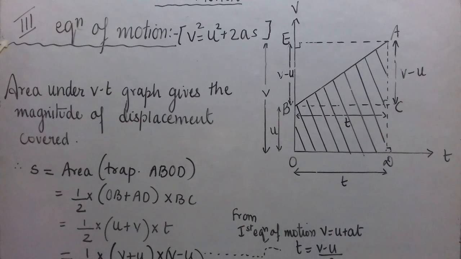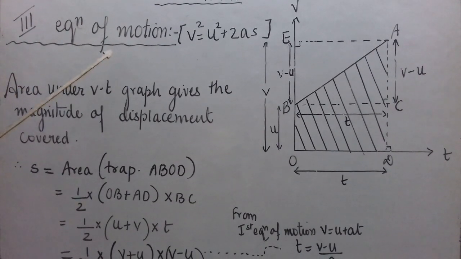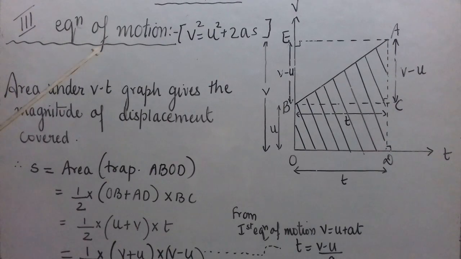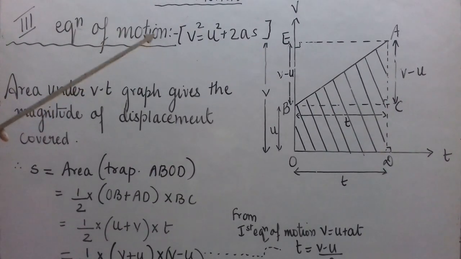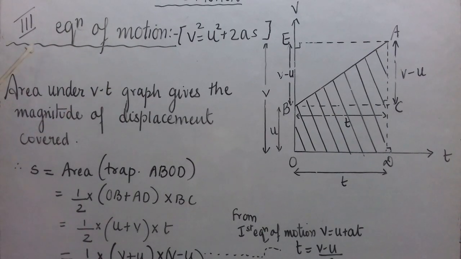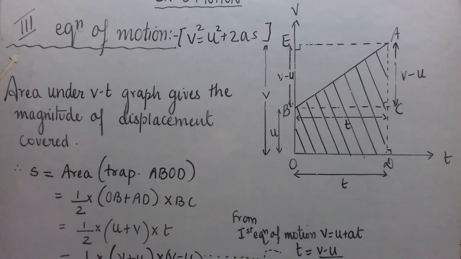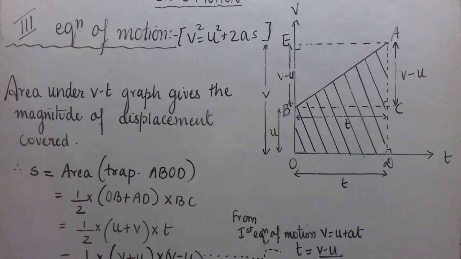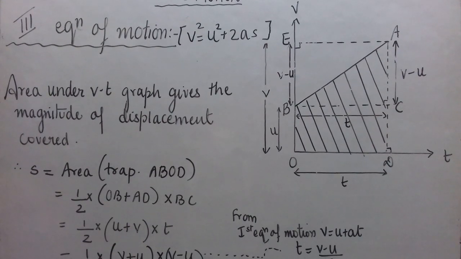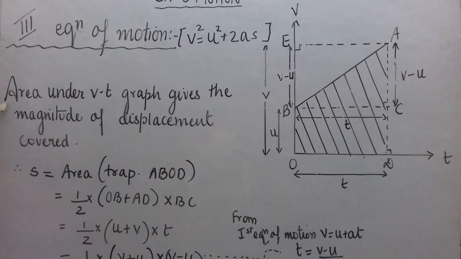Now let us see how to derive the third equation of motion. The third equation of motion is v square is equal to u square plus 2as. This is very simple because half of it is just similar to the derivation of the second equation of motion. See, the same thing we have written.